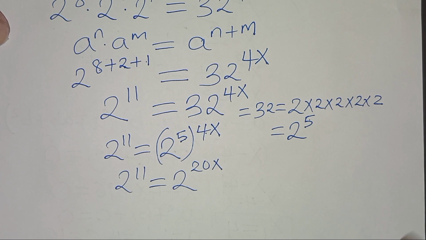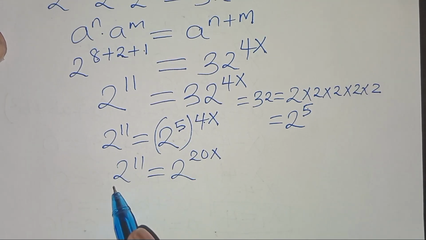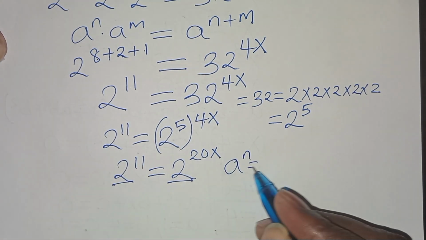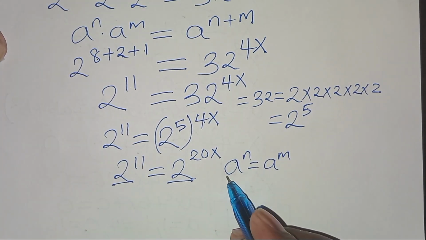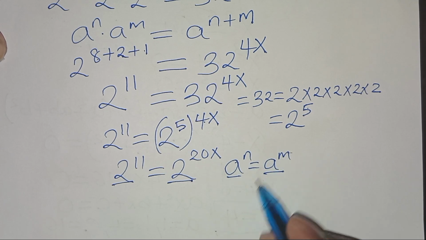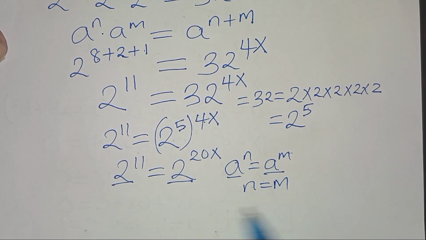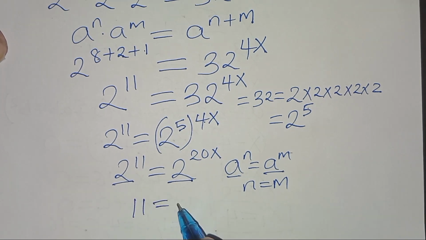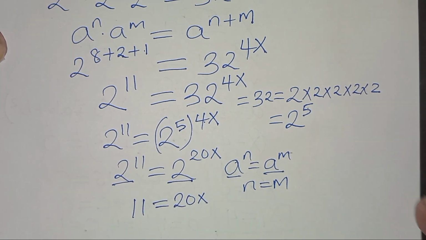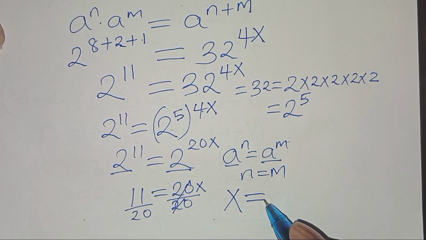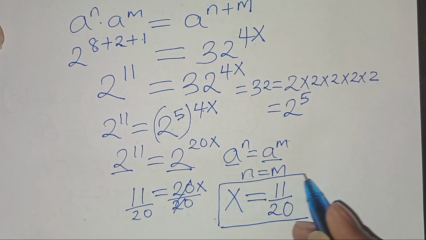Okay, so since here the bases are common, that is a to the power n is equal to a to the power m, and since the bases are common, then the exponent n is equal to m. So applying this property, then we'll have 11 is equal to 20x. Let's divide both sides by 20, so that now the value of x is equal to 11 divided by 20. Now this is the value of x.